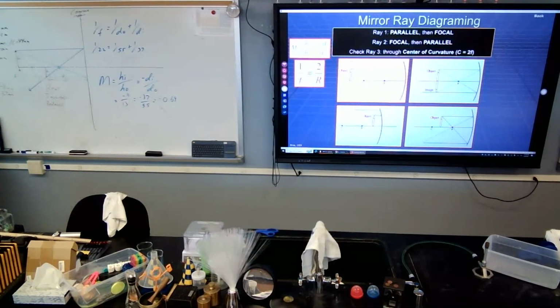That's how you do a ray diagram. Two rays: one parallel, one through the focal point, and check.